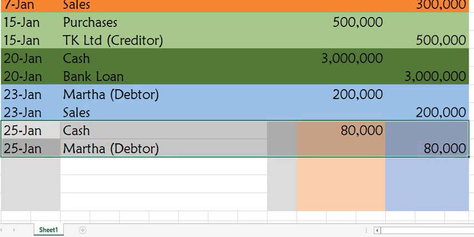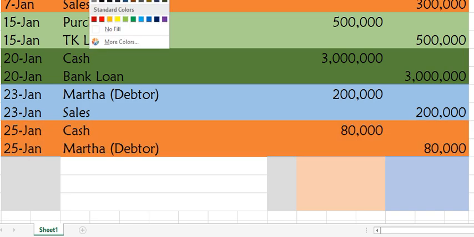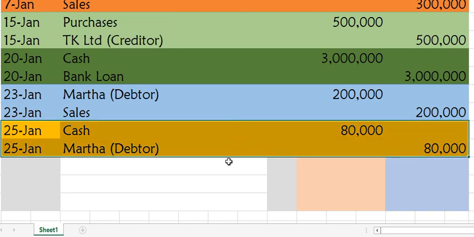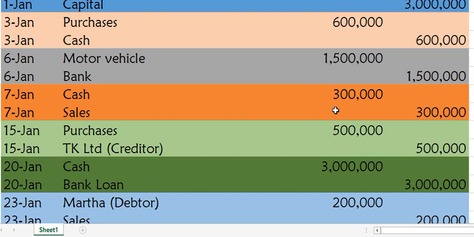So assets increase with a debit, and assets reduce with a credit. In this case, you see cash has increased because we are receiving cash, but Martha, who is a debtor to the business, is paying, so Martha's account is reducing. Martha is an asset, a debtor to the business, so we have to make a credit entry in the customer's account when that customer pays.